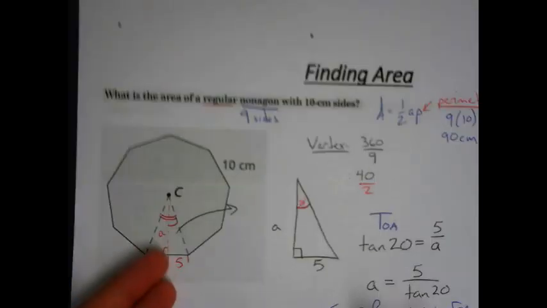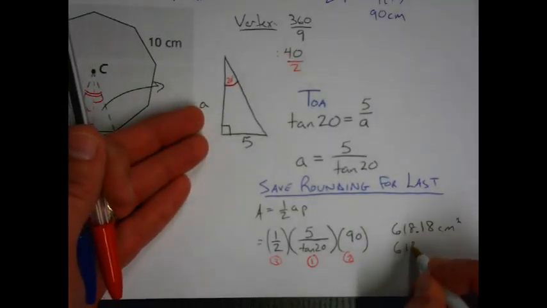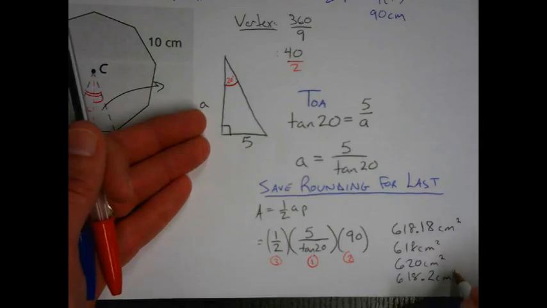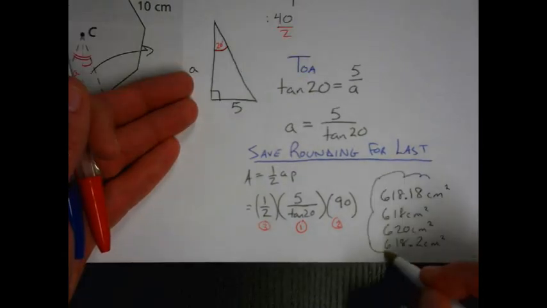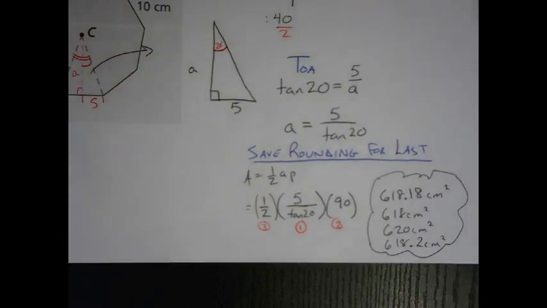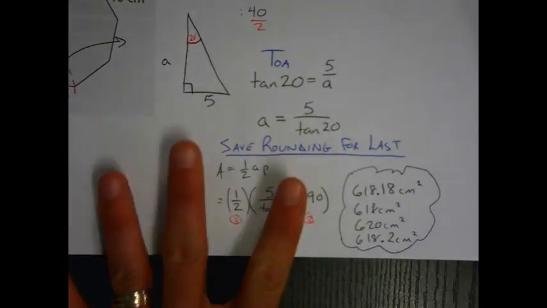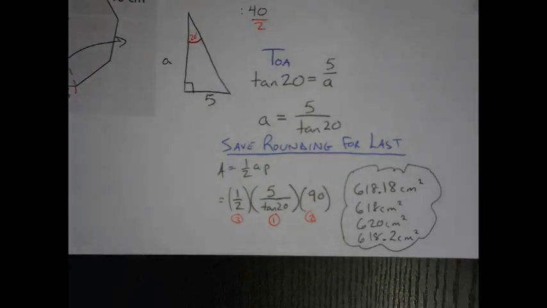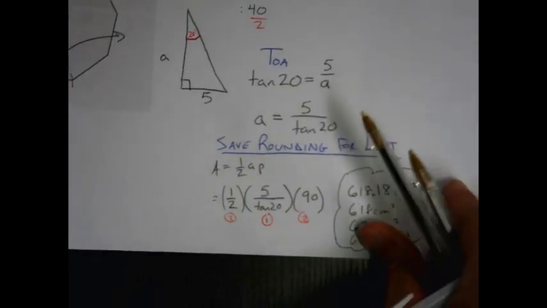Now, it all depends. This didn't say round to the nearest whatever. So it could be a whole bunch of things. It could be 618 centimeters squared. It could be 620 centimeters squared. It could be 618.2 centimeters squared. It all depends on the question. So we have to be cautious and keep in mind when we are working with area and rounding that you never know what the answer will be. And so it's very important that we read directions, okay? So there's our answer. So that's how it works. Let's keep going. And remember, we're going to save rounding for last.